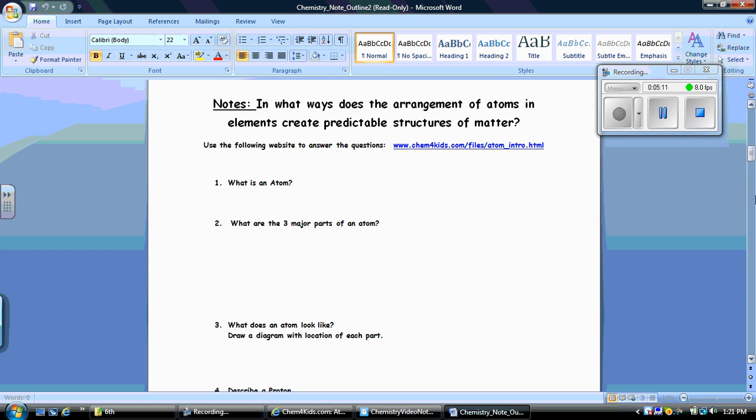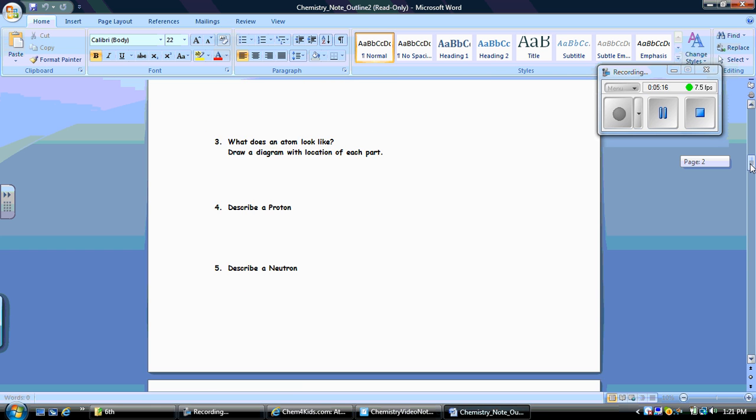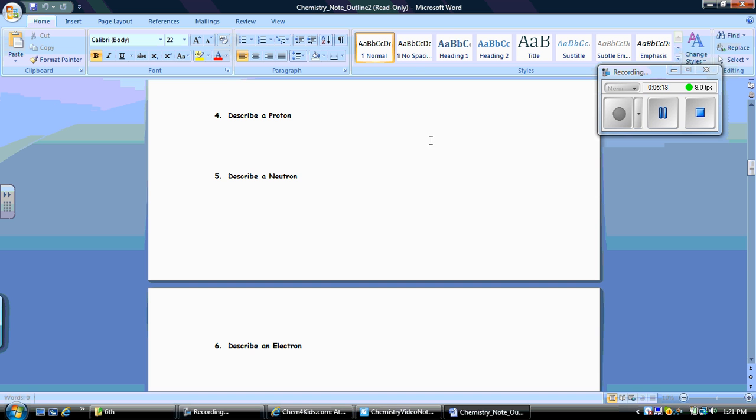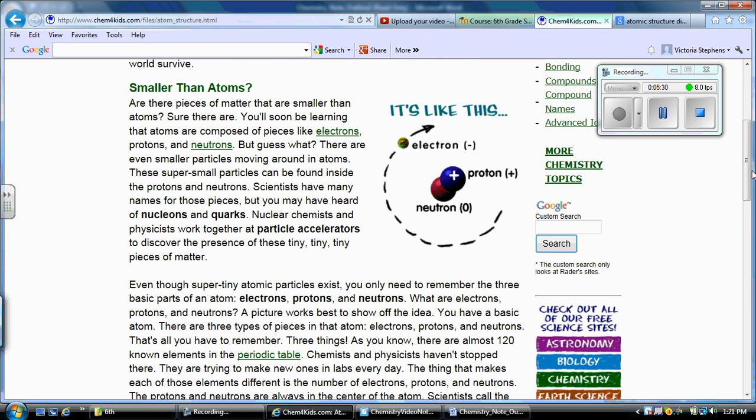Okay, the next question is describe a proton. Let's just look at 4, 5, and 6. Describe a proton, a neutron, and an electron. When you go to this website, keep it on the structure for right now. Okay? What I would do is after you've read this, you probably already have the information.